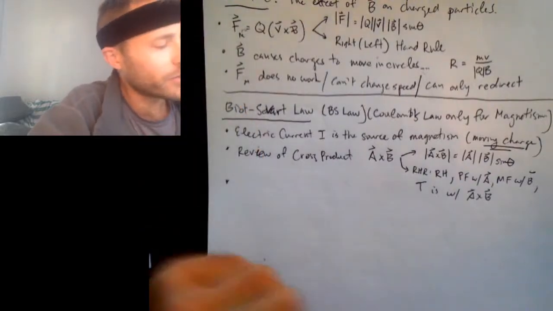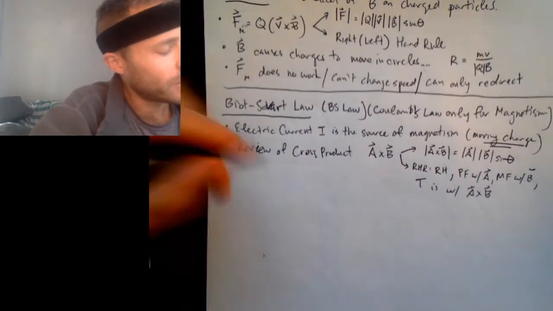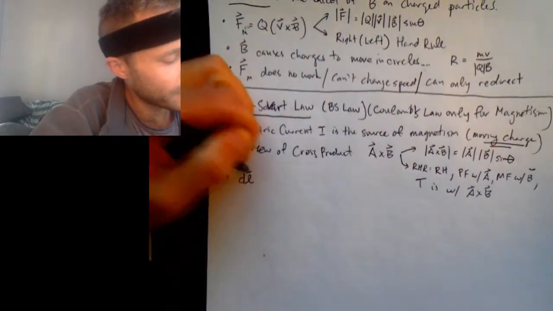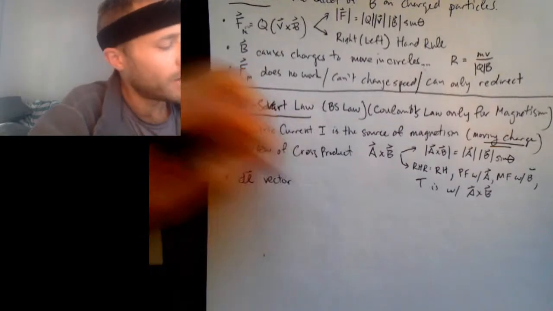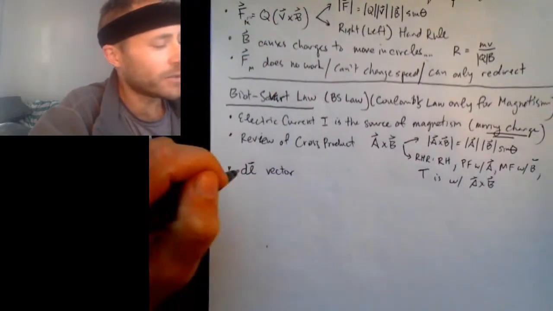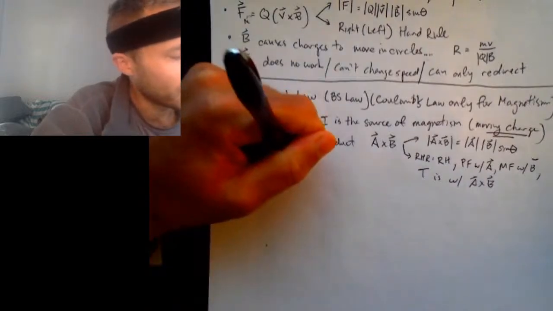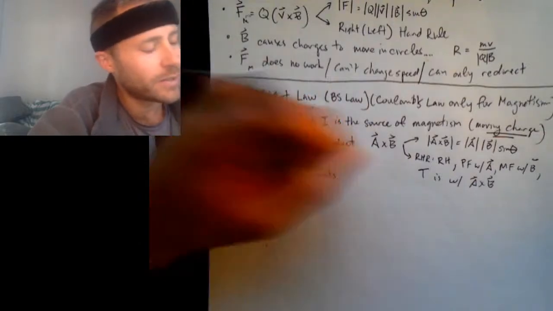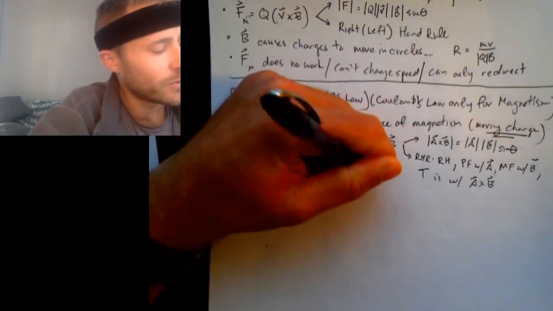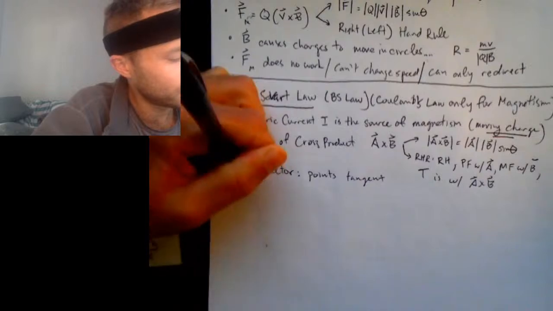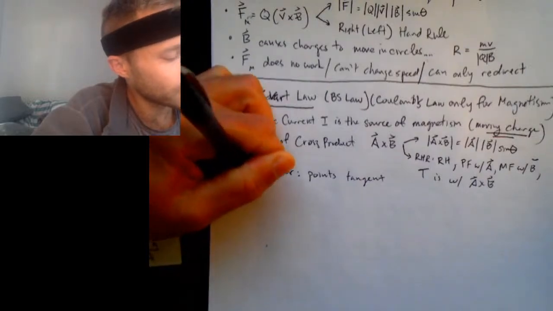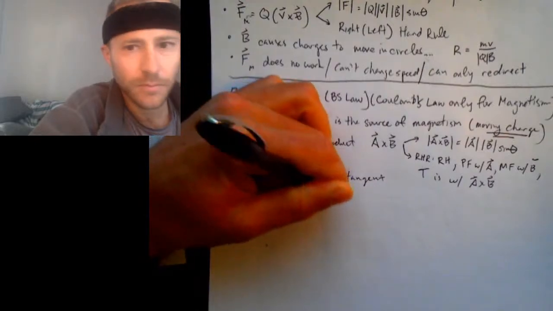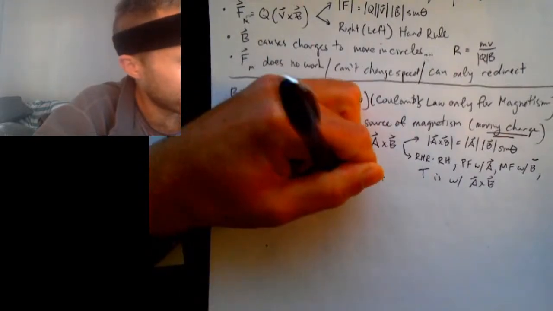All right, and so the next thing I wanted to talk about is something called the DL vector. The DL vector points tangent to a wire in the direction of current flow.